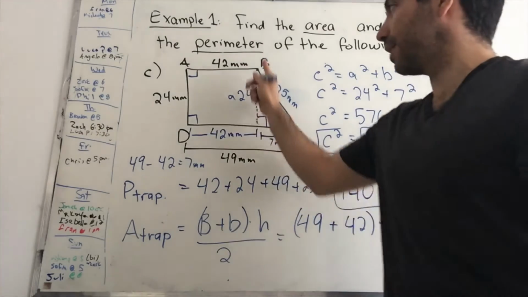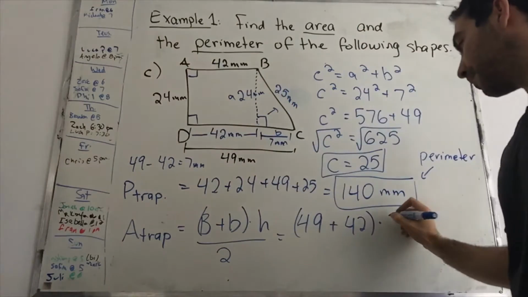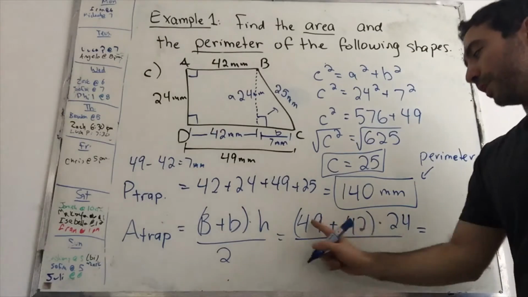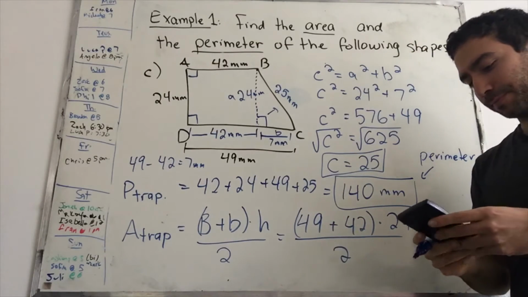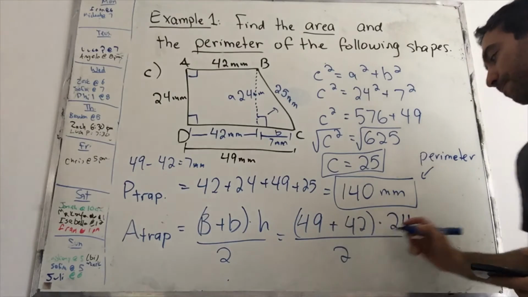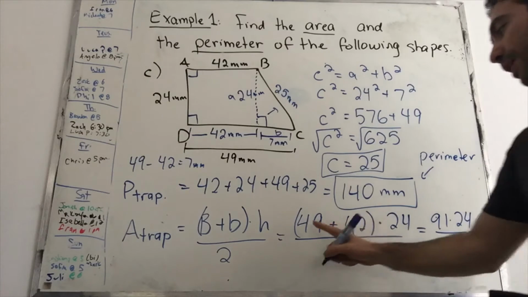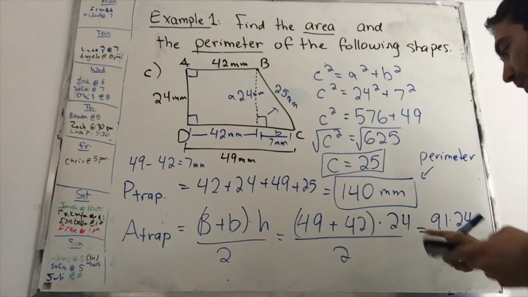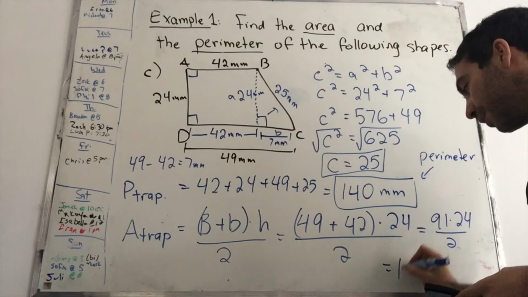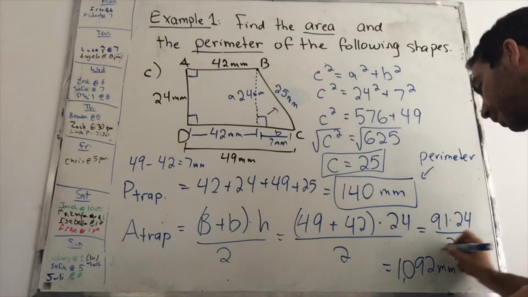Times the height. The height, don't use the slant height. You have to use the vertical height. So either 24 here or this 24. And then divide your answer by 2. So we do brackets first. So 49 plus 42. This is 91. So you get 91 times 24 divided by 2. So make sure you do the brackets first, then you multiply. So 91 times 24, and that answer divided by 2, we get that the area is 1,092 millimeters squared, and that's the final answer.